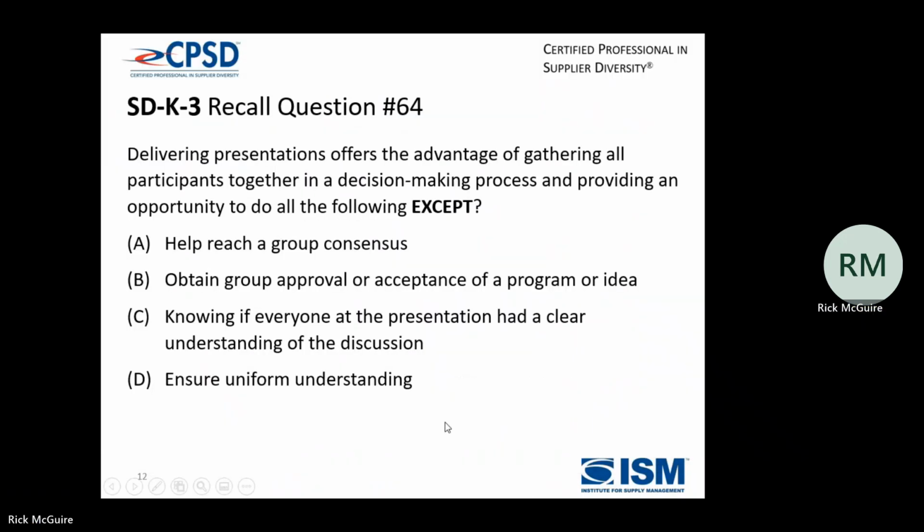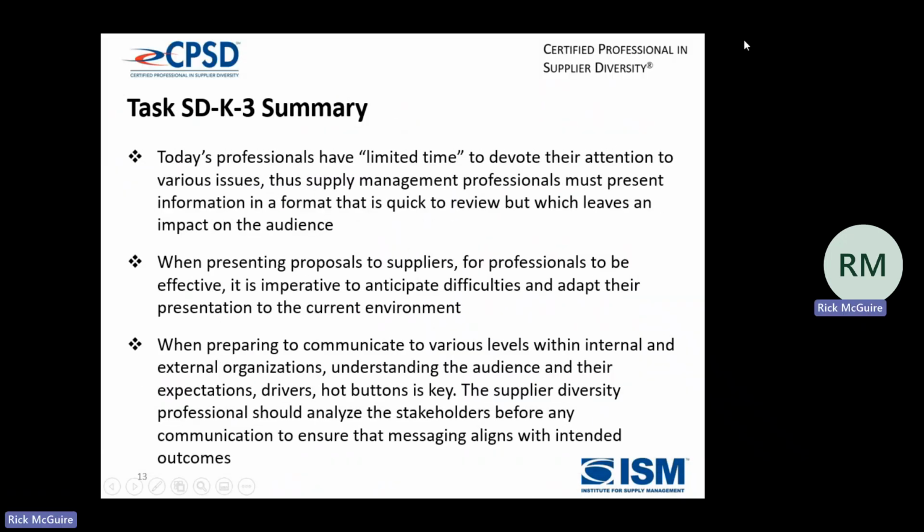Okay, summary for K3. Today's professionals have limited time to devote their attention to various issues. Thus, supply management professionals must present information in a format that is quick to review, but which leaves an impact on the audience. When presenting proposals to suppliers, for professionals to be effective, it is imperative to anticipate difficulties and adapt their presentation to the current environment.